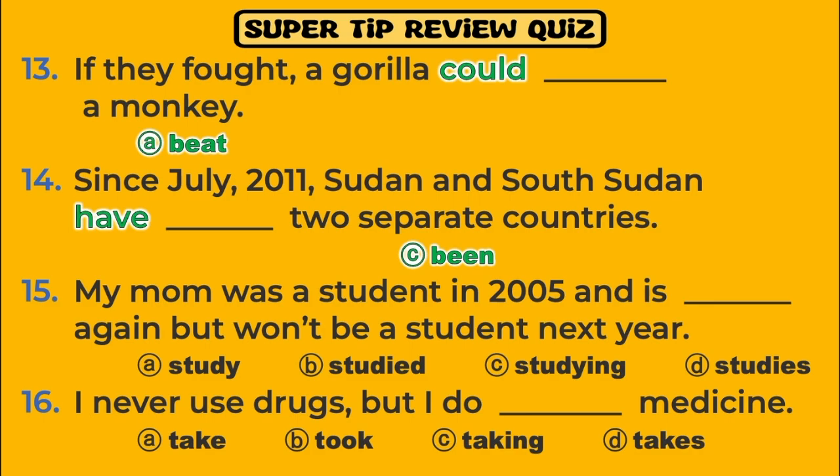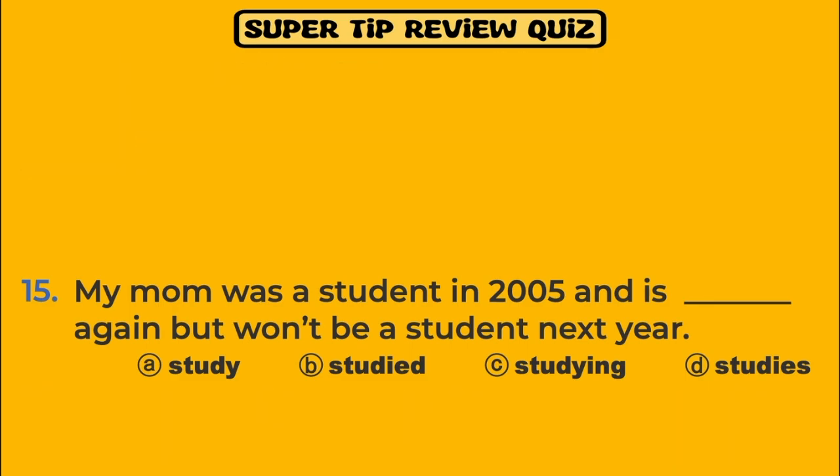Number 15. My mom was a student in 2005 and is again, but won't be a student next year. All right, they're trying to confuse you, right? Something is next year, something is positive, something is negative, something is in the past. Don't get confused. Don't try to study every single part of the question. Look for the signal word.